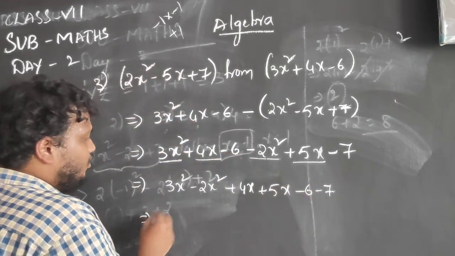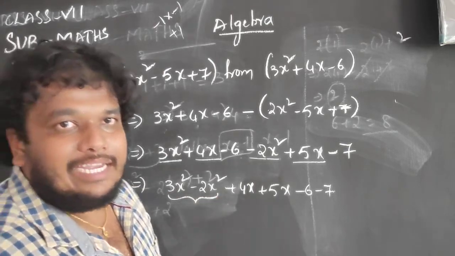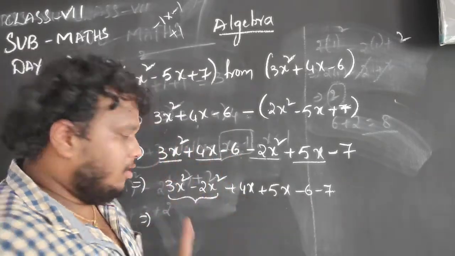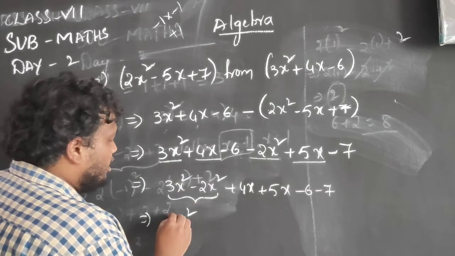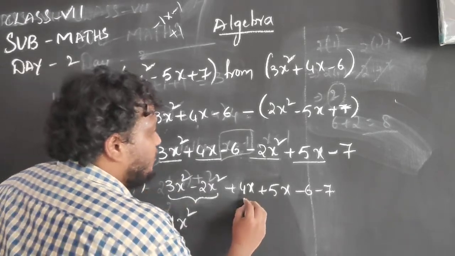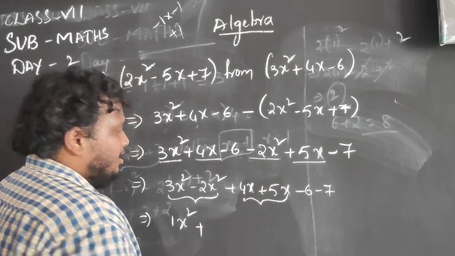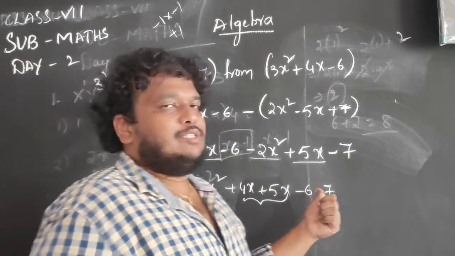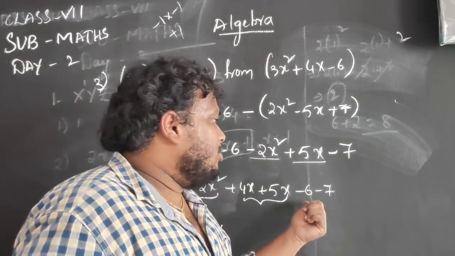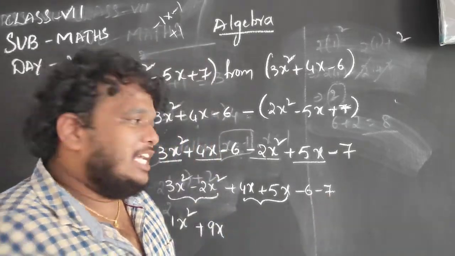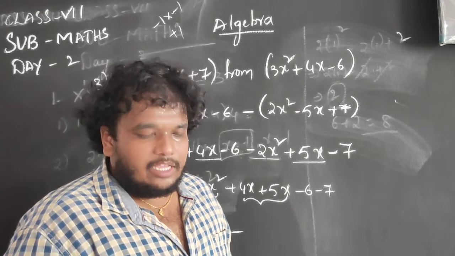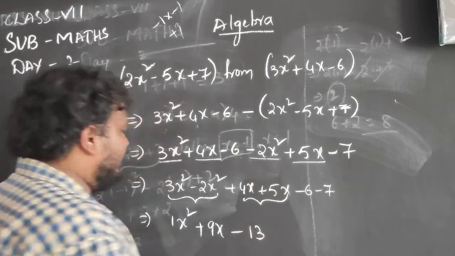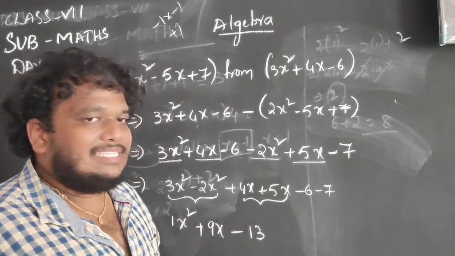I said that you can add or subtract the like terms. Now 3x square minus 2x square: 3 minus 2 is 1, so it is x square, or you can write it as 1x square. Now plus 4x and plus 5x: that is 5x, 6x, 7x, 8x and 9x. So 9x. Now minus 6 minus 7. When you have both minuses, you have to do addition but keep the symbol as minus. Yes or no? So 6 plus 7 is 13. So the answer is x square plus 9x minus 13.